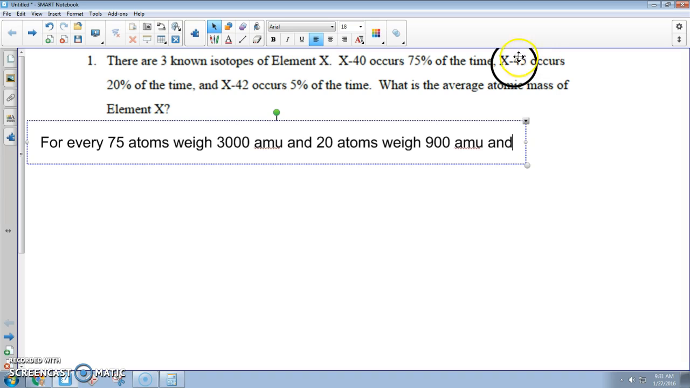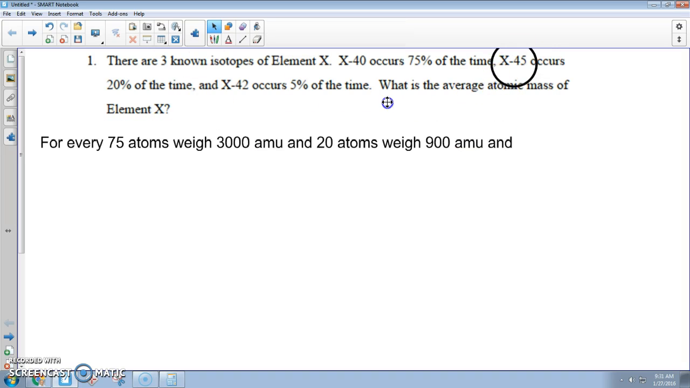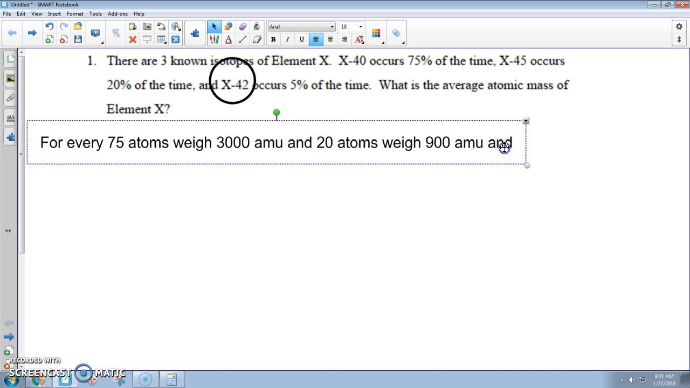And I have this other isotope, X42. It happens 5% of the time, which means that 5 atoms weigh, again, one atom would weigh 42, so 5 atoms is what I'm figuring out here. 5 times 40 is 200, and 5 times 2 is 10, so 5 times 42 is 210 AMU.